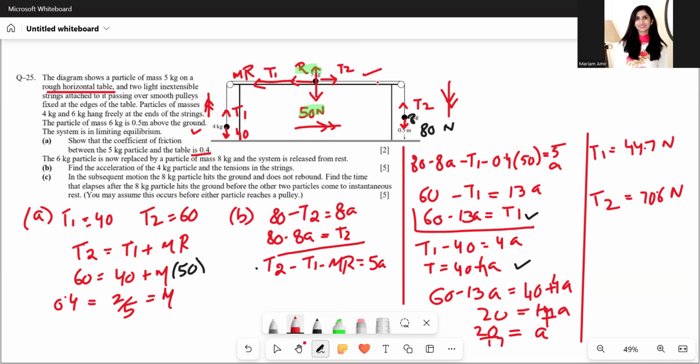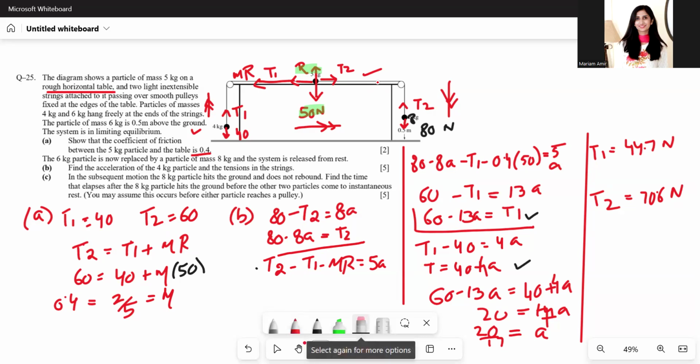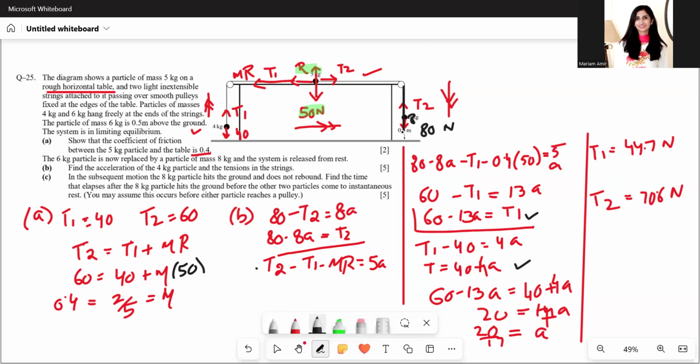Next part says, in the subsequent motion, the 8 kg particle hits the ground and does not rebound. Find the time that elapses after the 8 kg particle hits the ground before the other two particles come to instantaneous rest. You may assume this occurs before either particle reaches the pulley. Now, when the 8 kg particle hits the floor here, this particle would be somewhere over here and the string will slack. When the string slacks, it will pull this particle further towards the right.